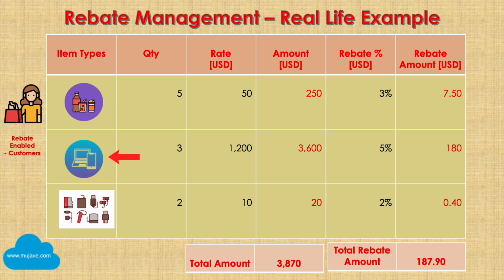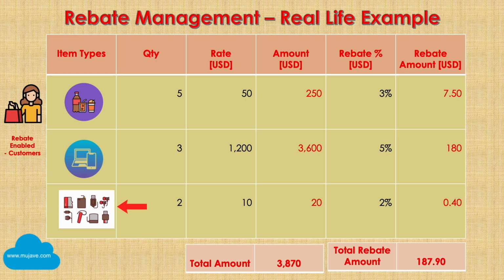Second item: smartphone. The second item is a smartphone. The unit price is $1,200. The customer bought 3 units. So the total amount is $3,600. A rebate is applied at 5%. That gives us a rebate amount of $180. 3,600 multiplied by 5% equals 180.